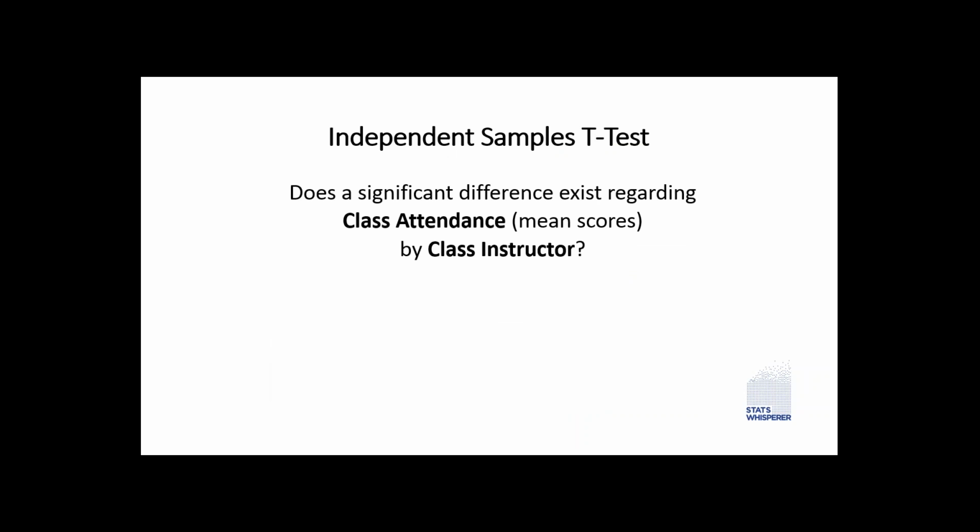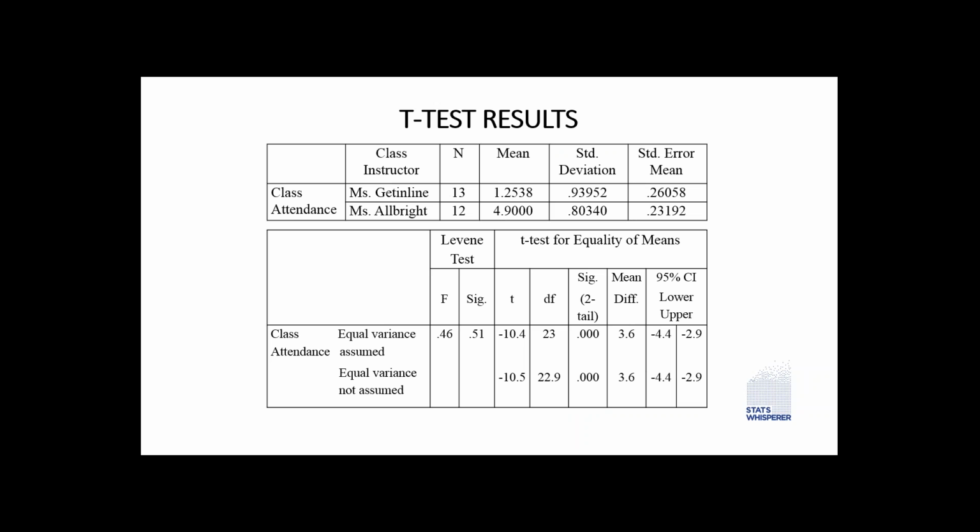And then we also want to look by class instructor. There's our t-test. And again, the bottom box center column indicates a statistically significant finding, below 0.05. When we look at the top, the mean level of attendance for Miss Albright's class is almost 5 days per week, 4.9. And the mean level of attendance for Miss Gettenline's is 1.25, so just a little over 1 day per week. So it's a major difference.